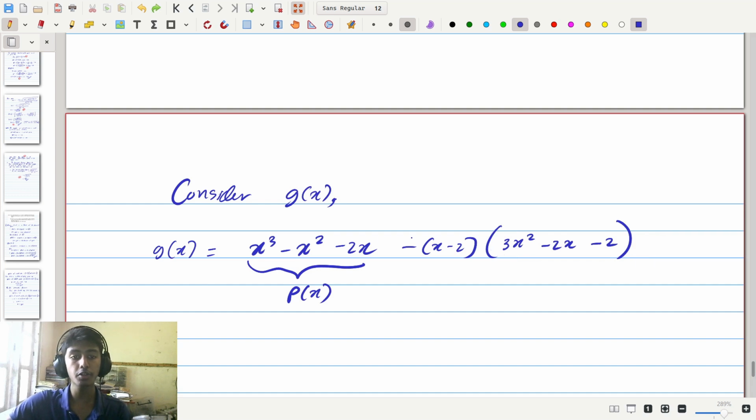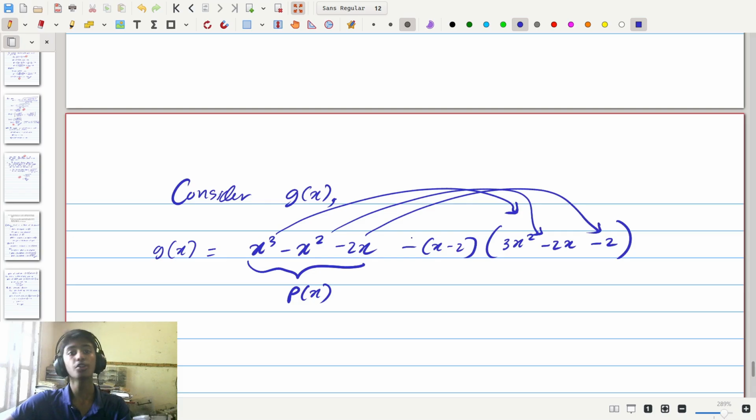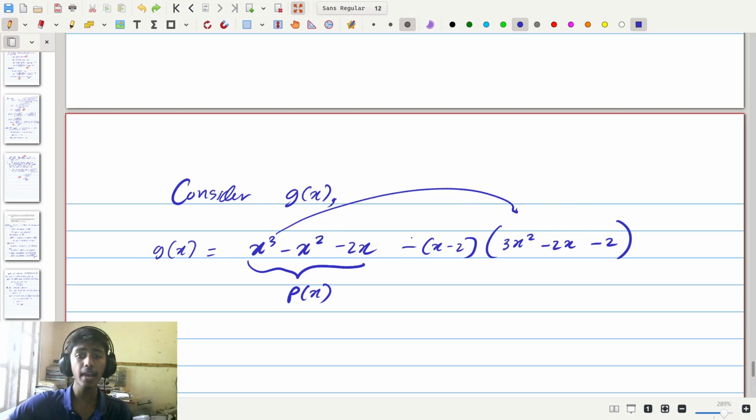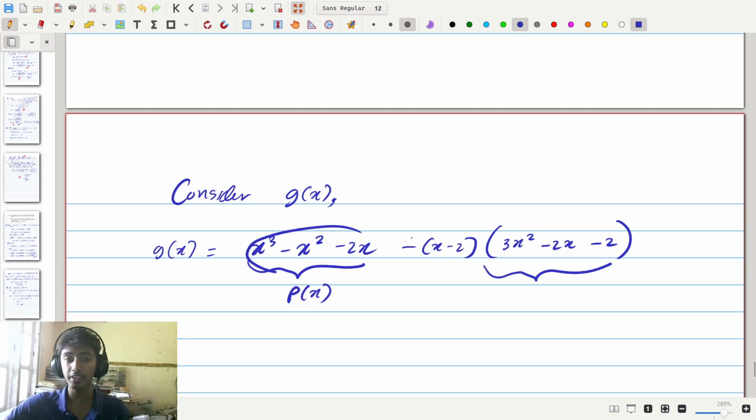So if we take the derivative of p of x, it's going to be 3 times x squared minus 2 times x, and then this is going to become minus 2. And if we look at the thing that we have inside here, we have 3x squared minus 2x and minus 2. So we can see from that the thing that we have on the inside here is in fact p prime of x, if p of x is this thing right here. So we have p prime of x in here, provided that this is p of x.